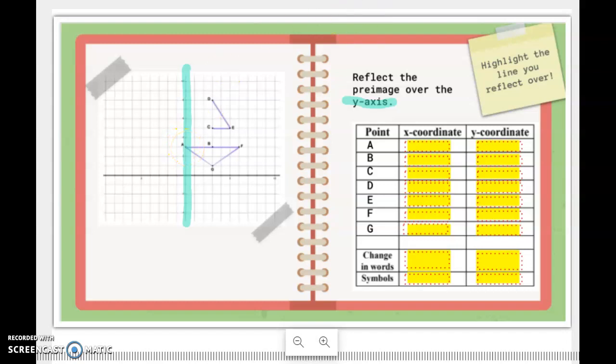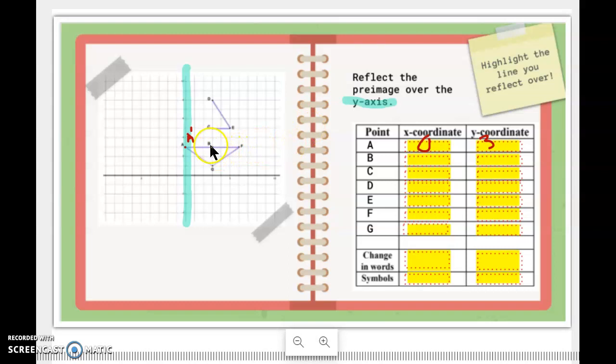If you'll notice, point A is actually directly on the line. So it's 0 distance away from the line to begin with, and therefore it's not actually even going to move. It stays right where it is. So A prime is the exact same coordinate as the pre-image A, which was 0, 3.